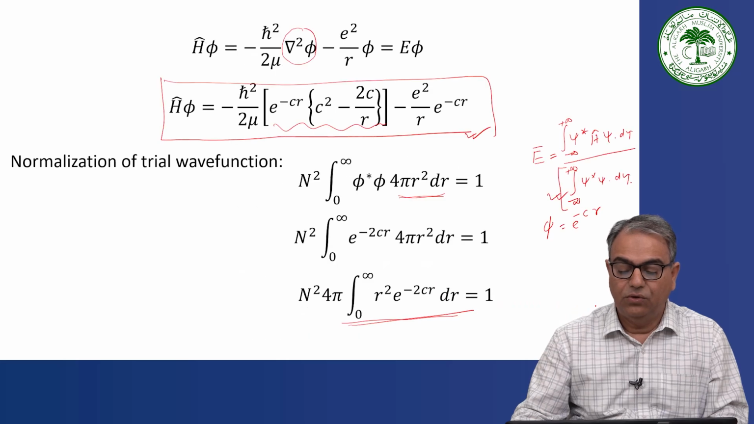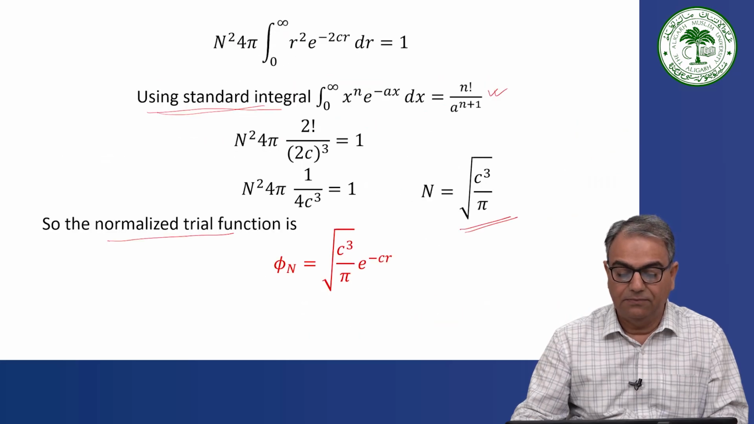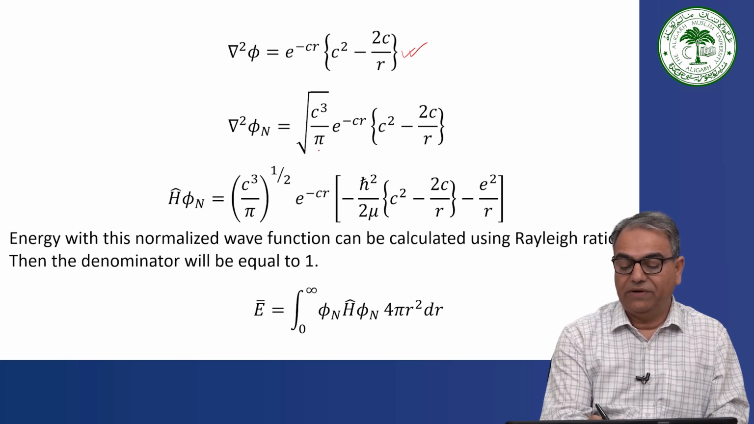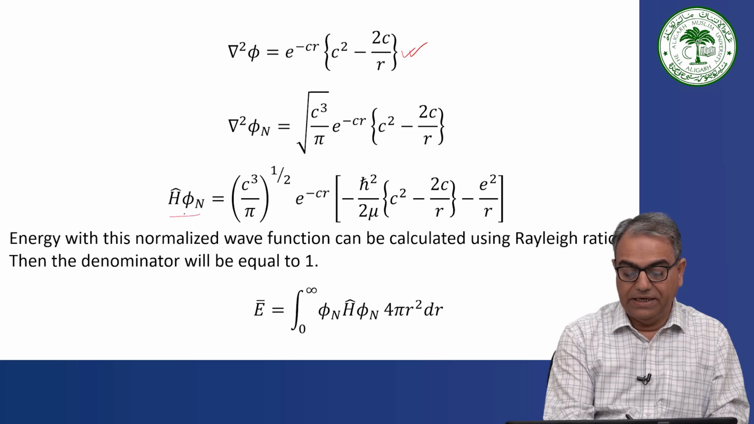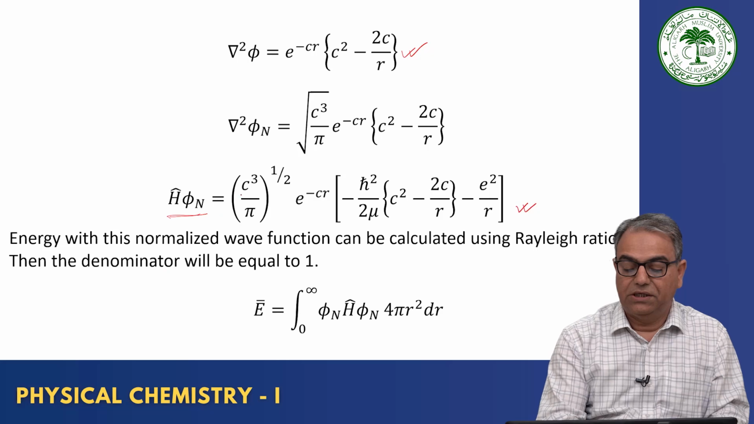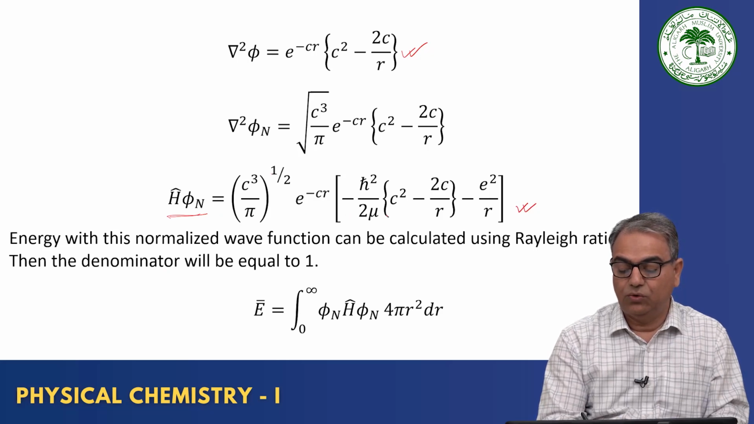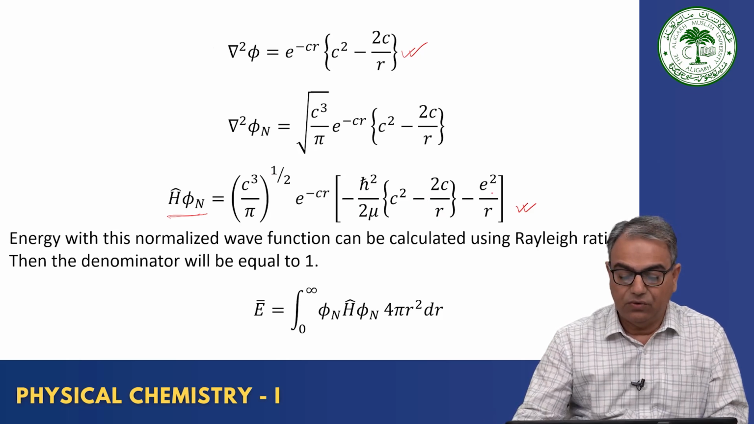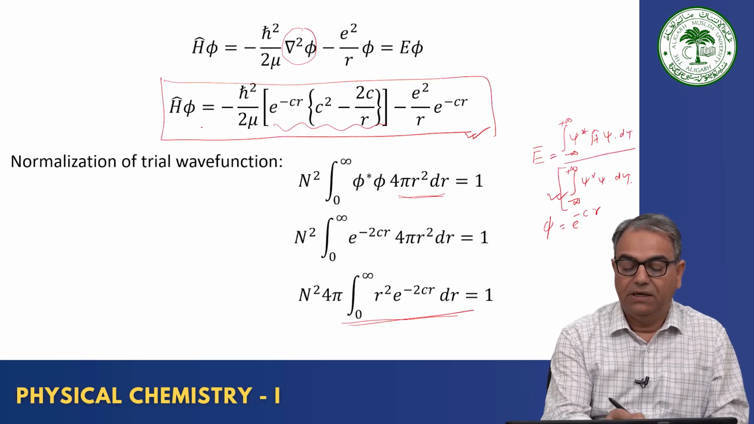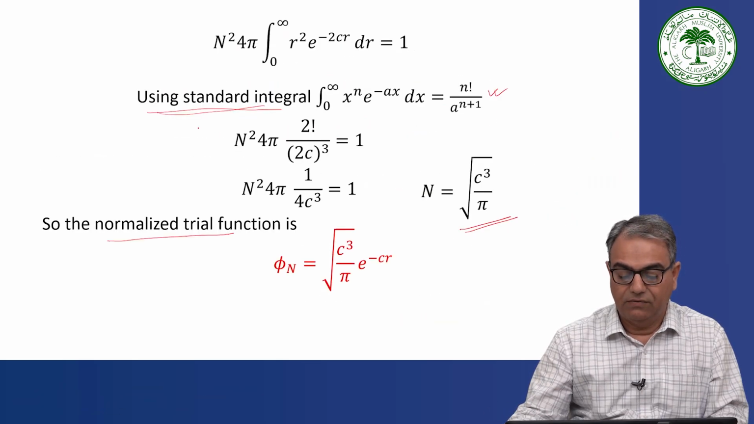And now when you use the normalized trial function, what do you get? Del square phi n is actually c cube divided by pi exponential minus cr, c square, this one. Okay. So now H phi n with the normalized function is this value, c cube divided by pi raised to the power 1 by 2 exponential minus cr, minus h cross square divided by 2 mu c square minus 2c divided by r minus c square by r. It's the same equation you obtained earlier, except the normalization factor which is added.